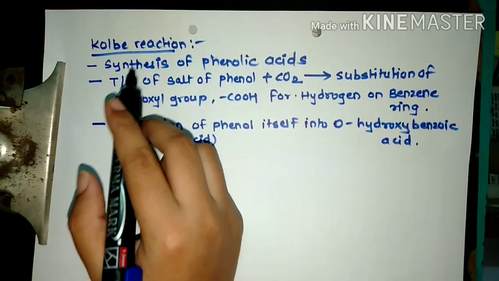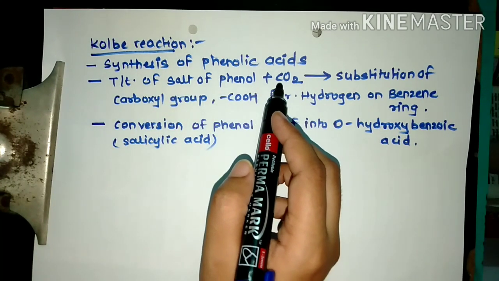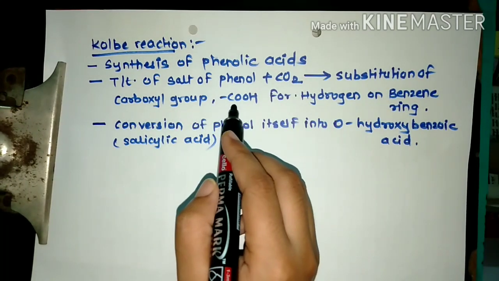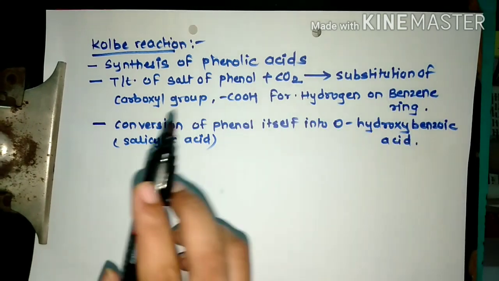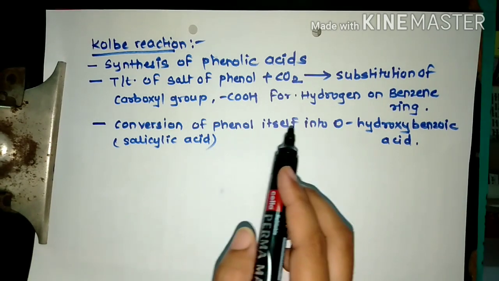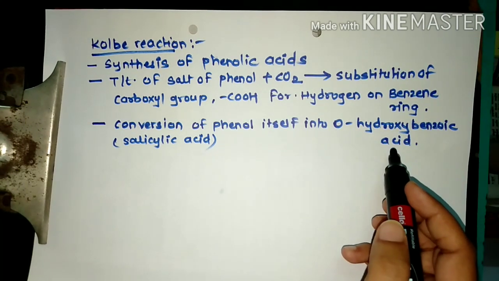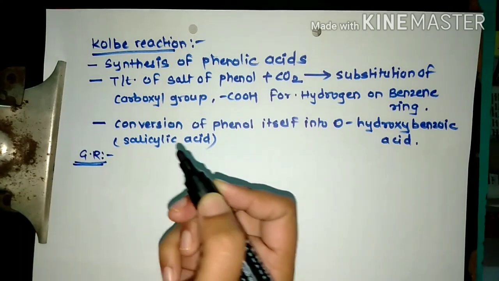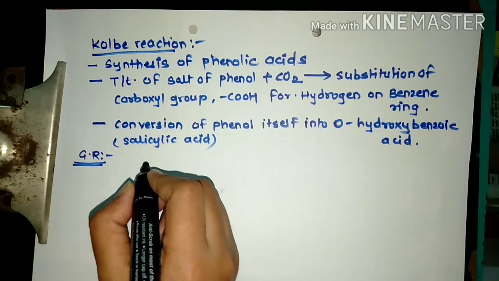It is a Kolbe reaction where the treatment of salt of phenol and carbon dioxide takes place, causing substitution of carboxyl group, that is COOH, for hydrogen on the benzene ring. The most important application of this reaction is conversion of phenol itself into orthohydroxybenzoic acid. So let's see the general reaction of this Kolbe synthesis, that is phenolic acid synthesis.